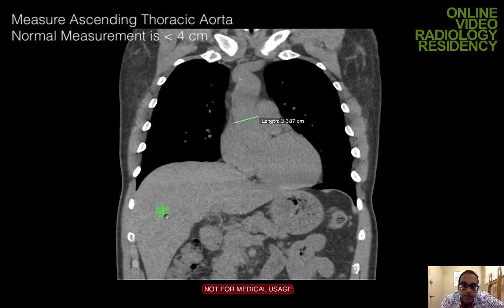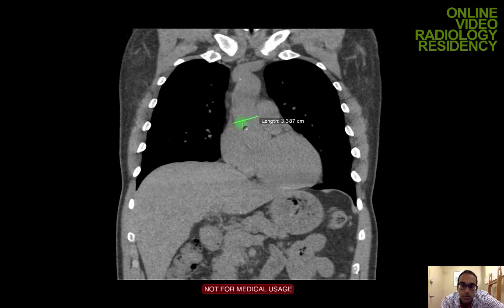And I like to get measurements of the aorta. Usually I'll use the coronal plane to get measurements of the aorta. And I can see here the plane of the aorta, and I want to be transaxial to the plane of the aorta, get a nice measurement.